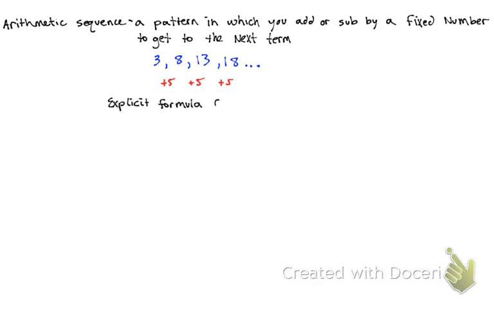There's an explicit formula that you can use to generate the rule to get you any term that you're looking for. Because if you're trying to get the 100th term, you don't want to write this pattern out 100 times until you get to the 100th term. So the general formula is a of n equals a of 1 plus n minus 1 times your common difference.